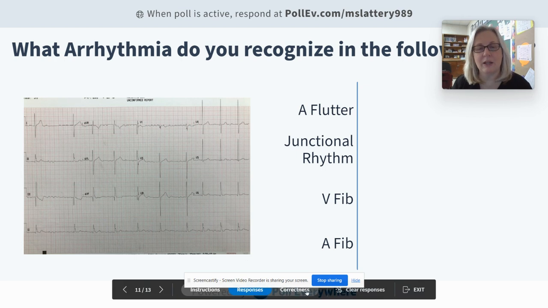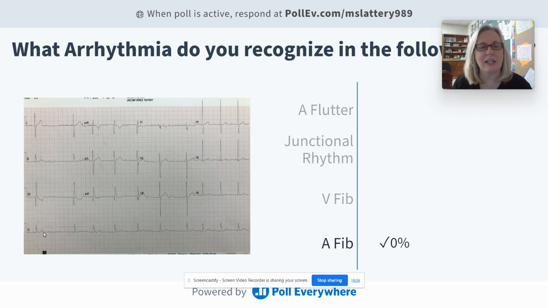Did you guys guess AFib? It is AFib. So heart rate's 60, and we can see little fibrillation waves, little F waves, in between instead of the PQRSTs. And it's very irregular. So this is just a classic AFib.